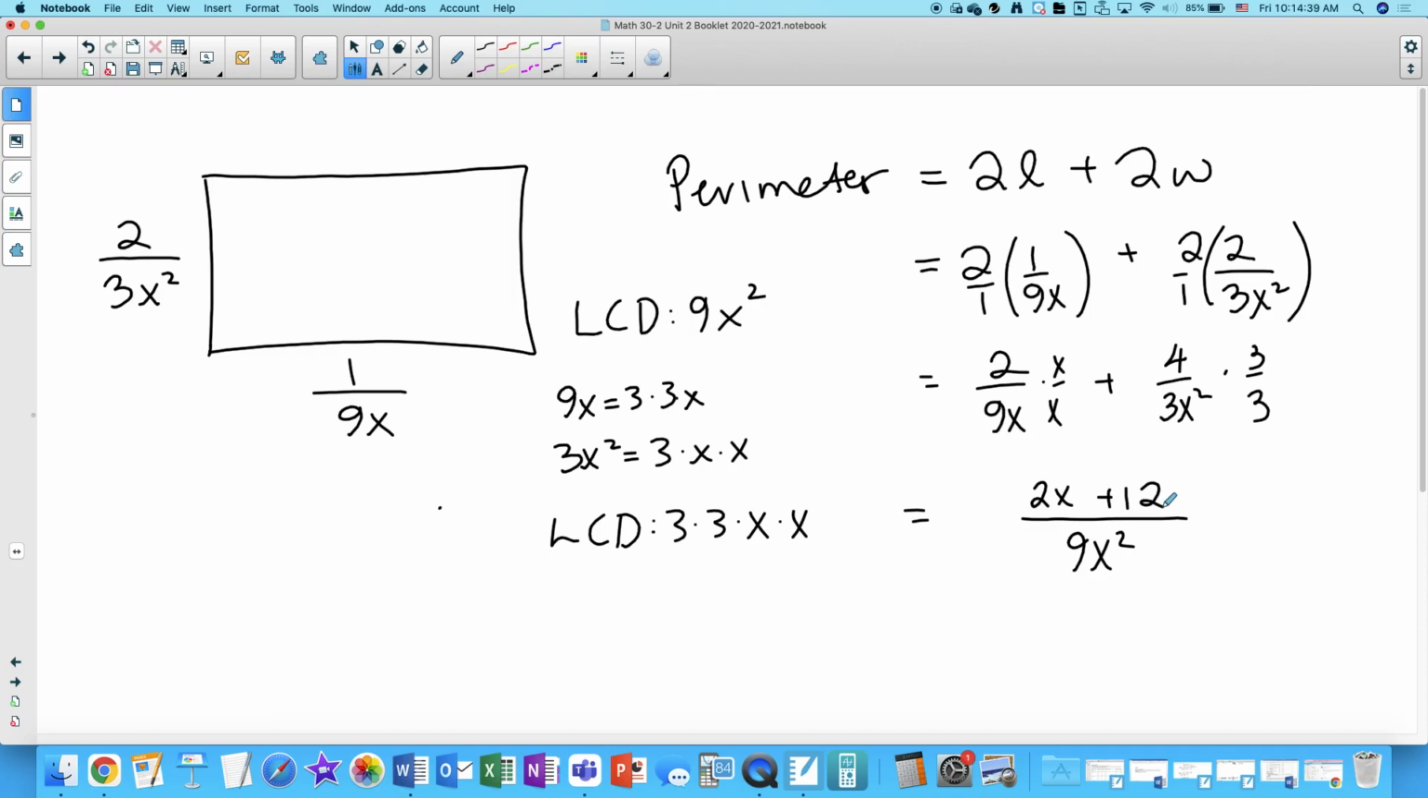Now let's think about this. If we were just considering this as a rational expression, what would the non-permissible value be?